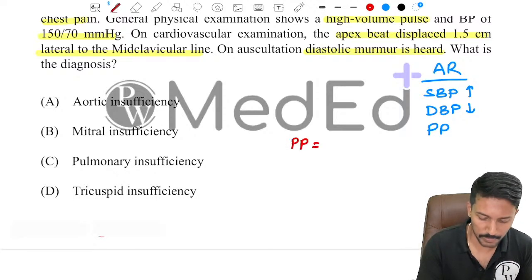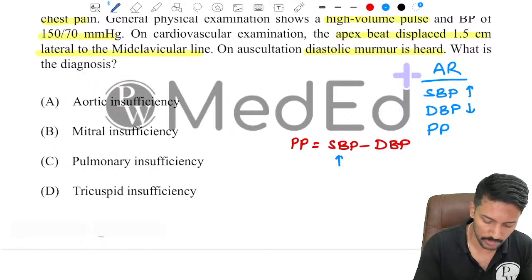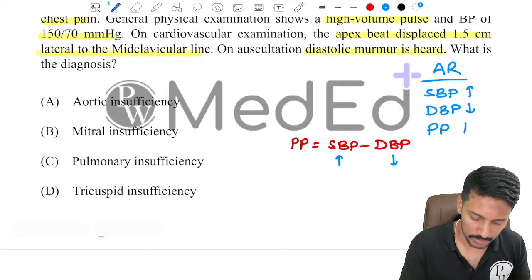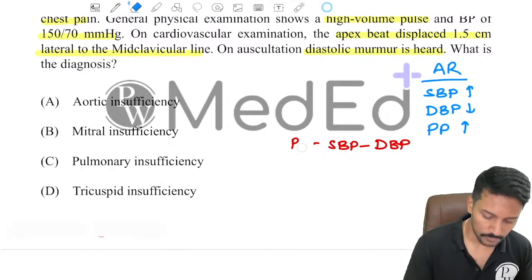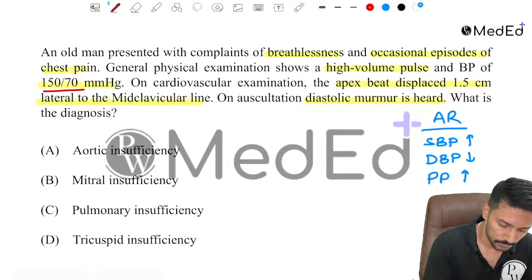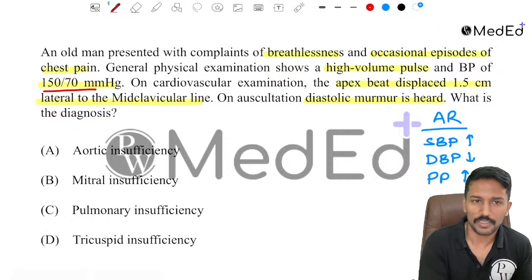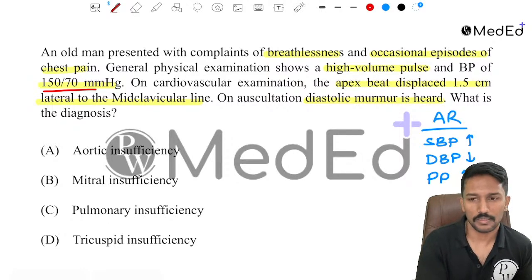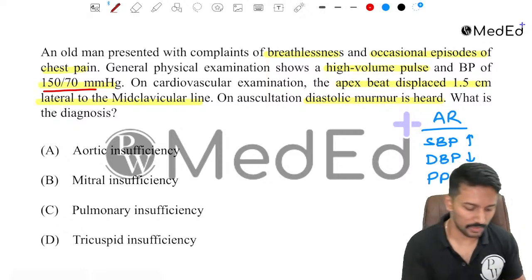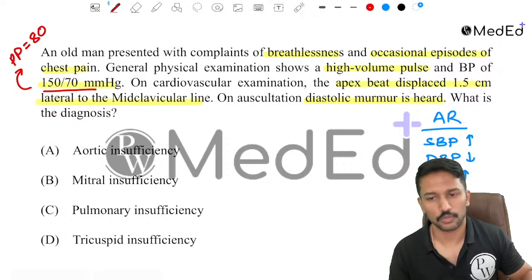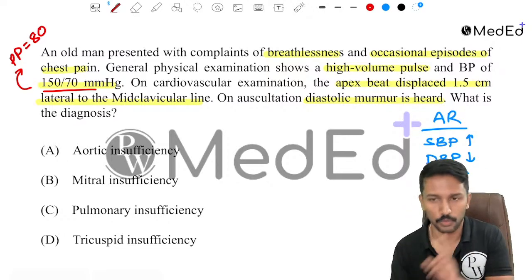How do you define pulse pressure? Pulse pressure is equal to systolic BP minus diastolic BP. So if the systolic increases and diastolic decreases, the difference between the two will increase. So the pulse pressure in aortic regurgitation would be increased. Here, with 150/70, the pulse pressure is 50 plus 30, so it's 80. Clearly, the pulse pressure is increased. So that is the first point that goes in favor of aortic regurgitation.